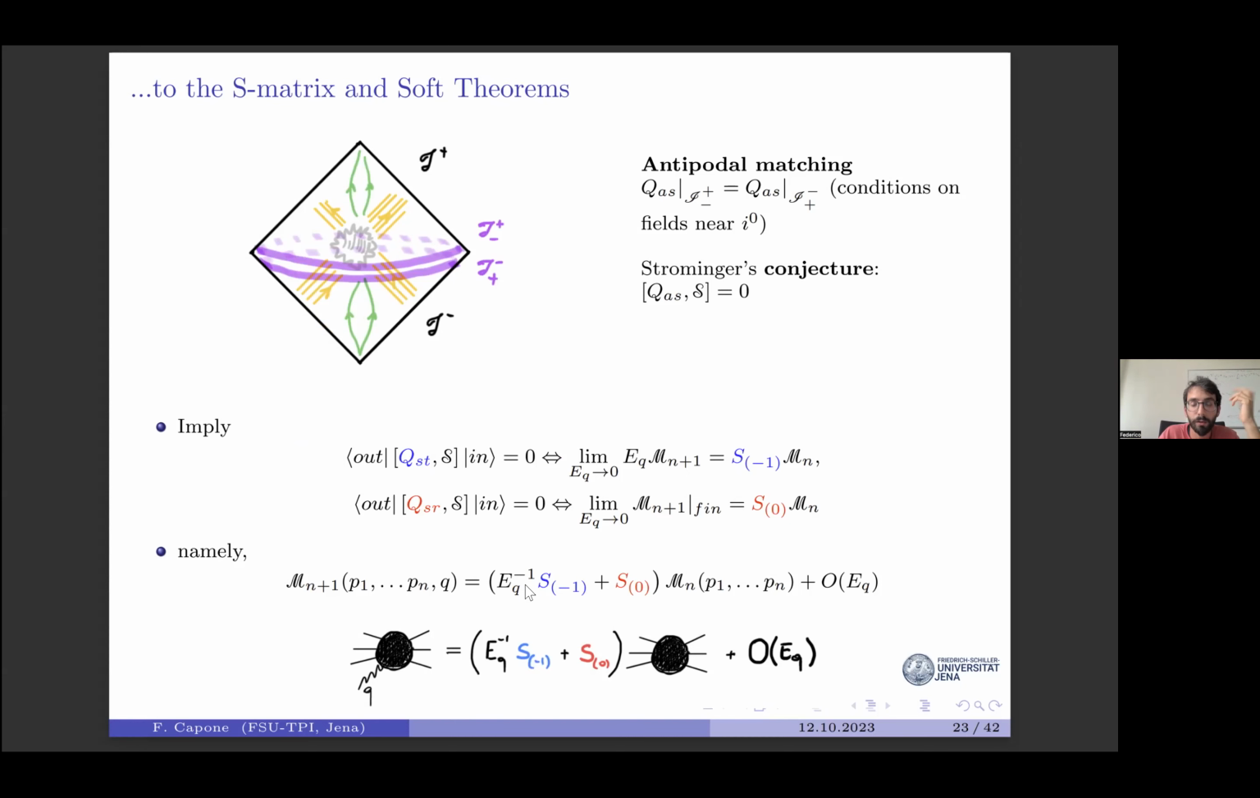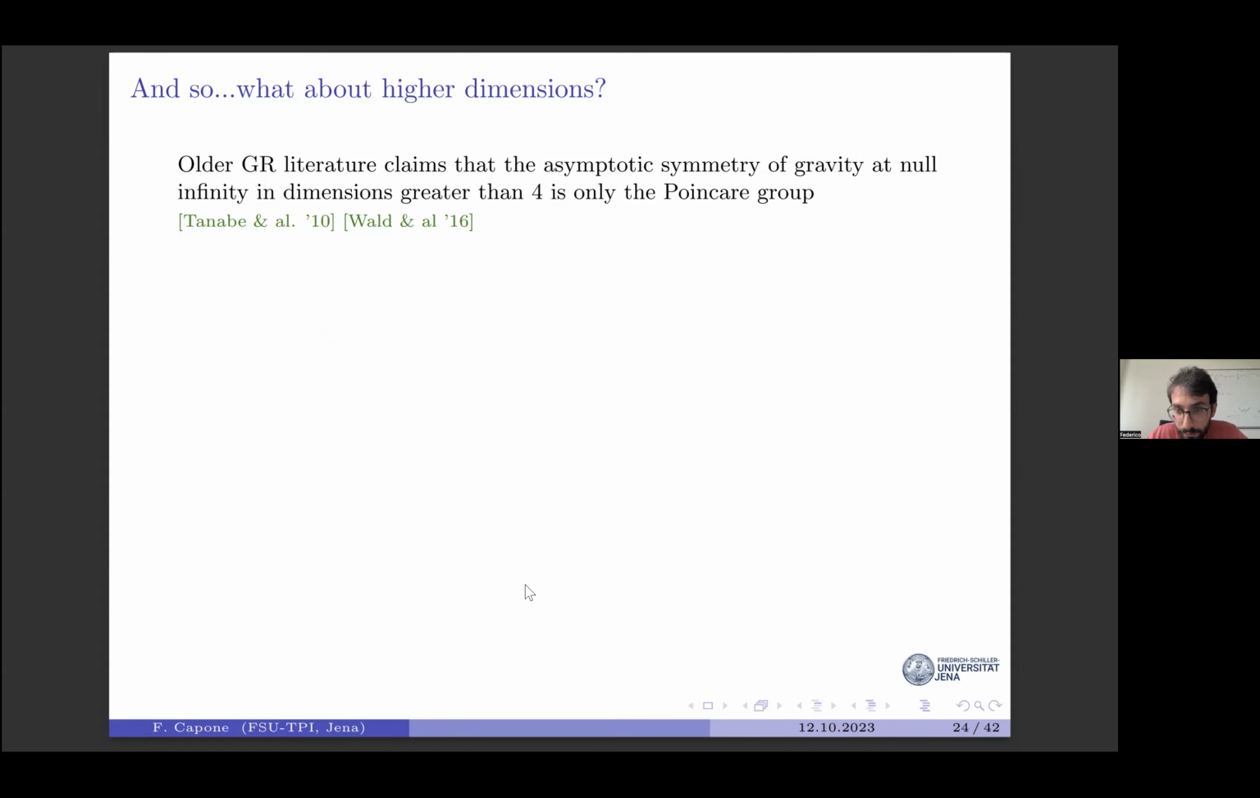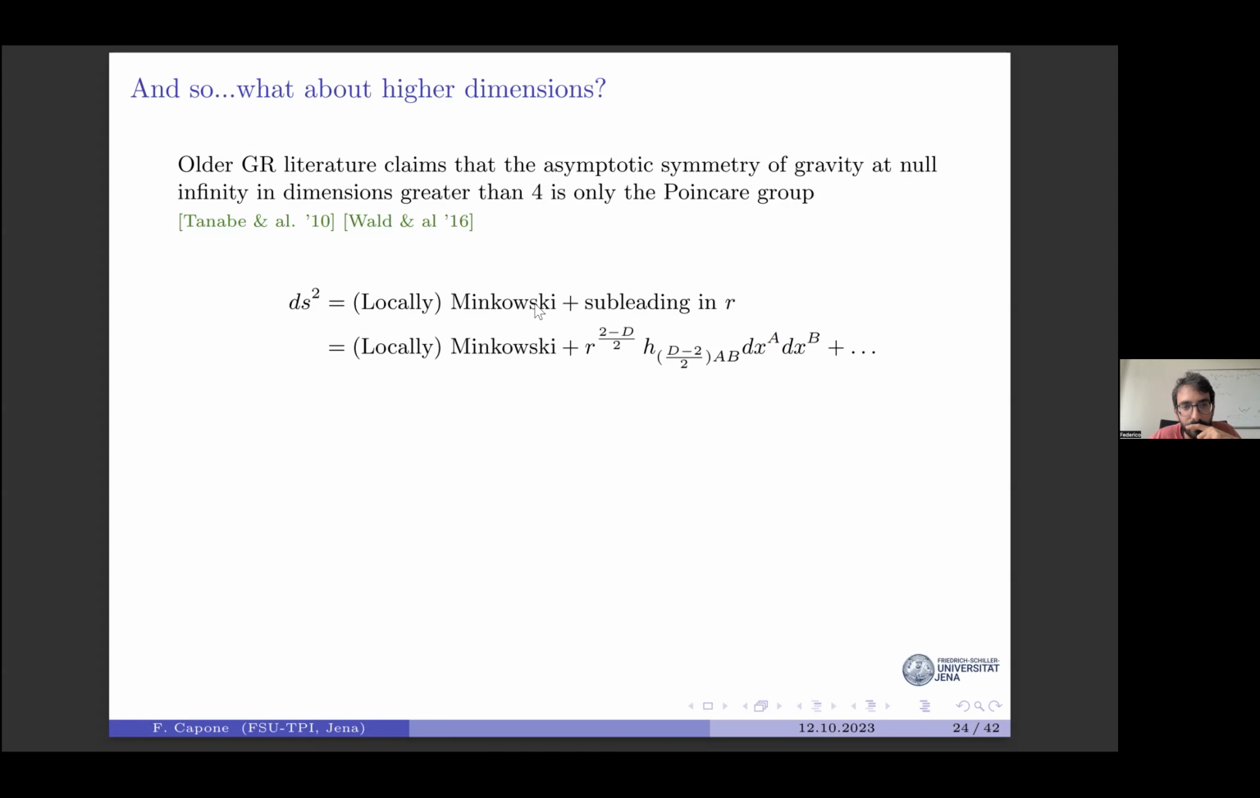Where is the problem? Well, according to some older GR literature, the asymptotic symmetry of gravity at null infinity was just defined to be the Poincaré group. I forgot an accent. The Poincaré group. And so let me explain how this comes about. The idea is that, again, the boundary structure does not change, it's just Minkowski. So if there is something that goes wrong, it's in the subleading terms in the asymptotic expansion.